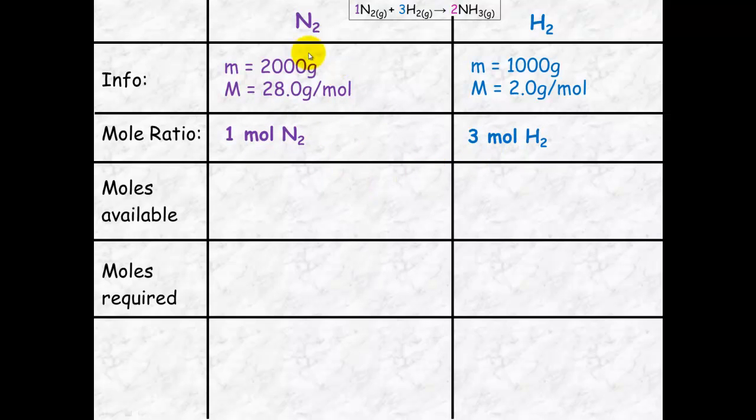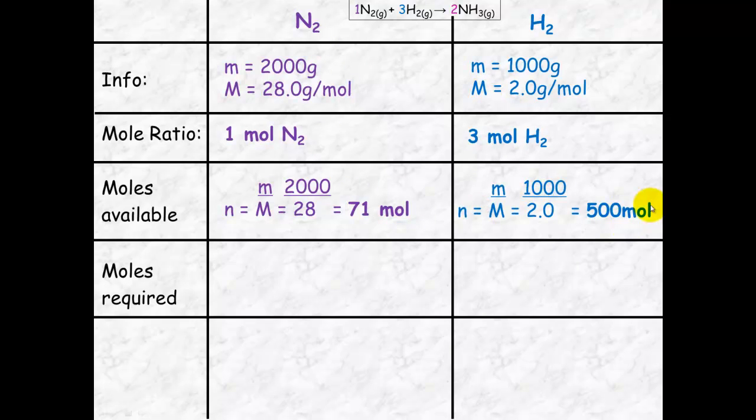We need to look at the number of moles available, and we can do that by using n equals m on M. So here we have 71 moles of nitrogen available, and based on m on M here, we have 500 moles of hydrogen. This is how much is available.